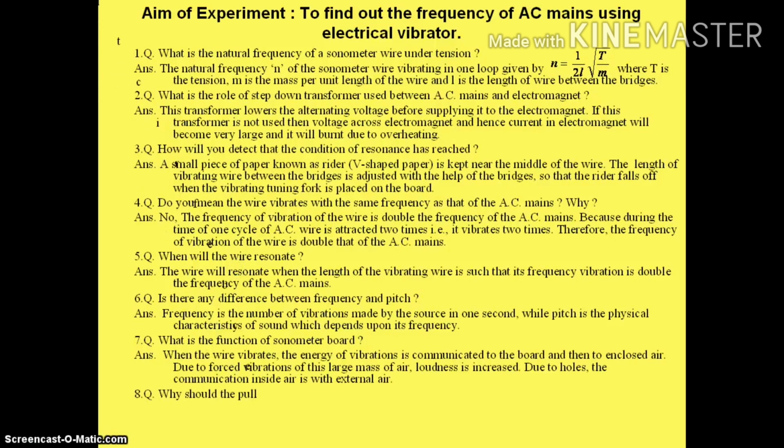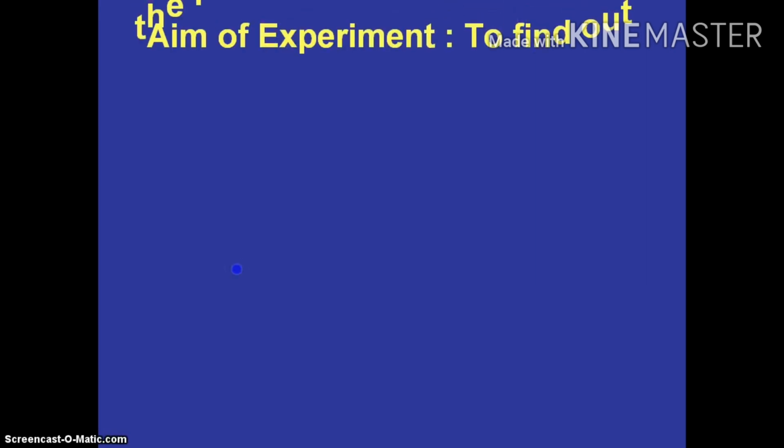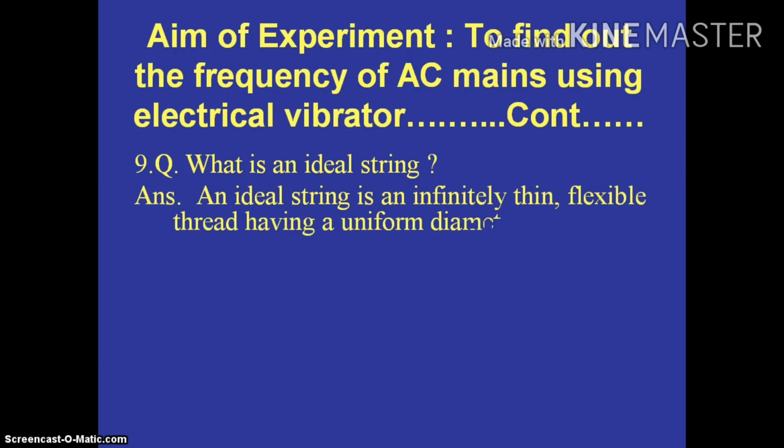Okay, next question is, why should the pulley be frictionless? The friction which is present in the pulley reduces the tension applied, due to which the determined frequency will be less than the actual frequency, right? Okay, next we will continue with the next question in this experiment. What is an ideal string? So an ideal string is an infinitely thin flexible thread having a uniform diameter throughout.